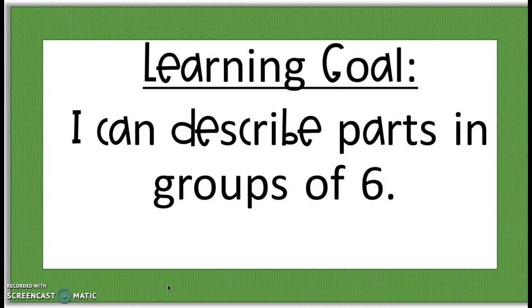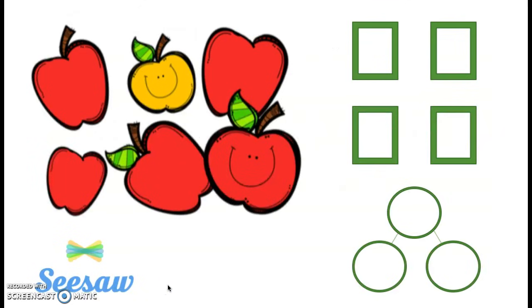Our learning goal for today says, I can describe parts in groups of 6. And that's exactly what we've been doing. And we've been totally awesome, I have to say. All right, it's your turn. This is what I would like you to do. I gave you some more apples. Now they're a little bit different, and you can divide them any way you want. So you can do stems or no stems, or smiley faces or no smiley faces, or yellow versus no yellow, or leaves versus no leaves, whatever you want to do.